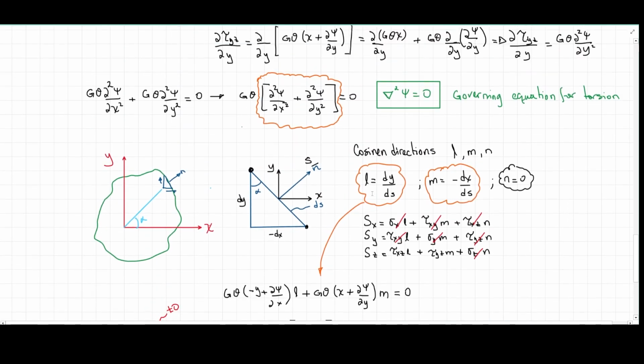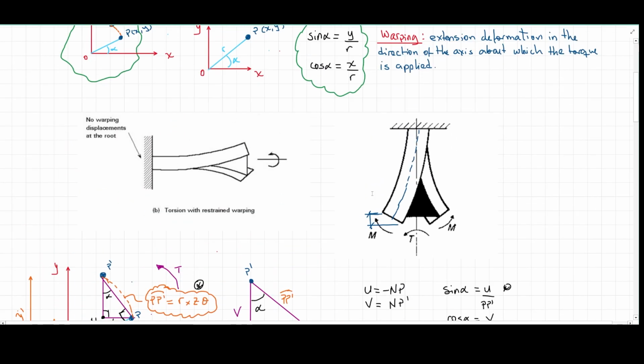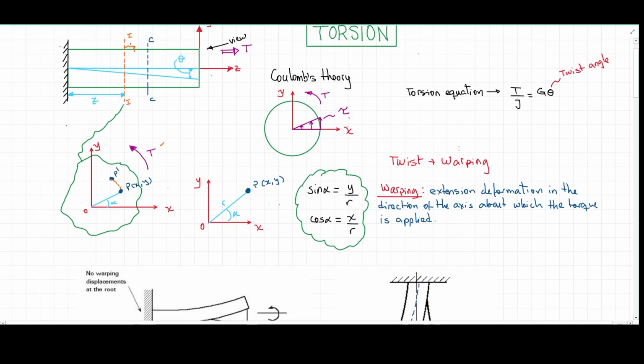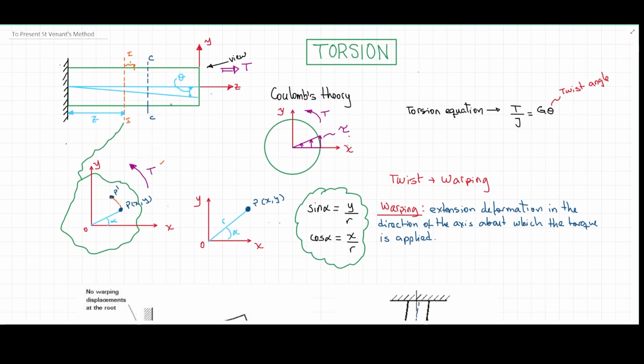Now, let's remember the warping is a deformation by extension in the direction of the axis about which the torque is applied, meaning in this case, this one here is along the z direction. So because of the non-symmetry of the section and the torque applied, there's going to be a deformation here in this direction.